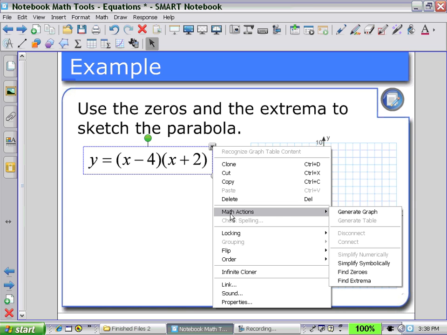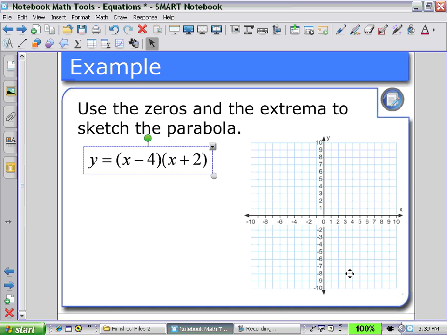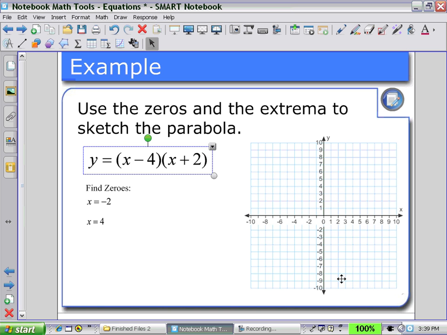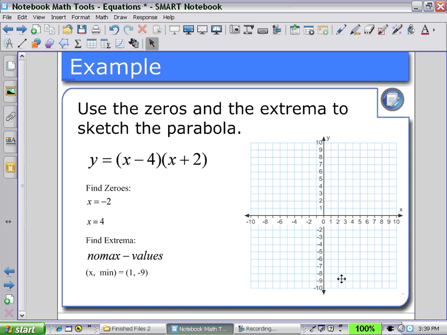We would find our zeros at x equals 4 and x equals -2. And then select the equation again using math actions to find our extrema. Again, it is looking for the equation. We can see that we have no maximum, only a minimum value of 1 at -9. And then the students can use this information to draw or sketch their parabola.